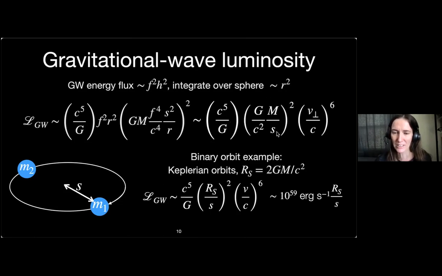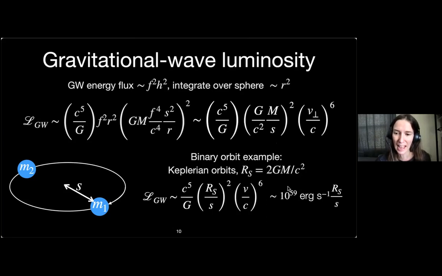For a compact system, so separation comparable to the Schwarzschild radius again, and something that is very sensitive to the velocity involved. So for our binary orbits example, this gravitational wave luminosity turns out to again require the orbits to be small compared to the Schwarzschild radius of the mass involved, and at very high velocity.